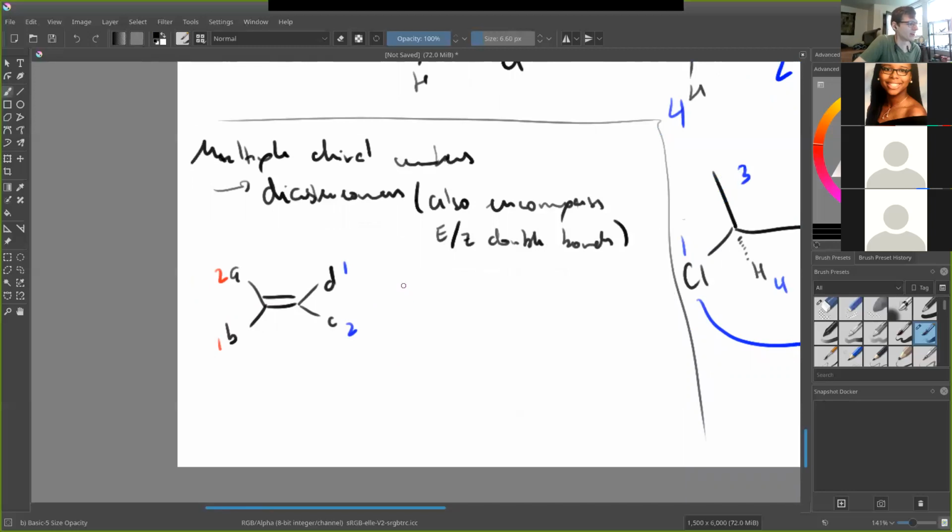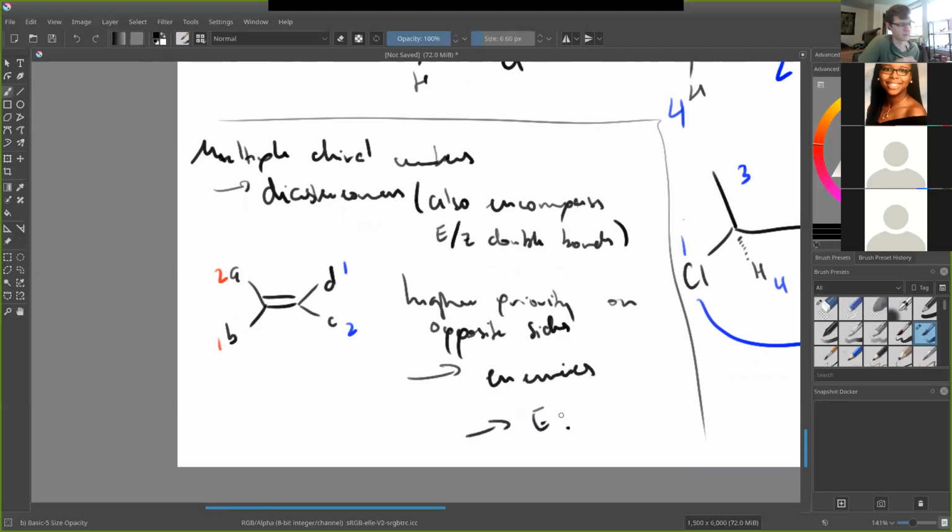So if higher priority groups are on opposite sides, okay, then they're enemies. I think you see where I'm going with this, so it's E. Okay. Same thing with Z, you just remember it as the opposite, okay? If they're not enemies, then it's Z, because Z for, I can't even think of something that Z might stand for, so yeah. Okay.